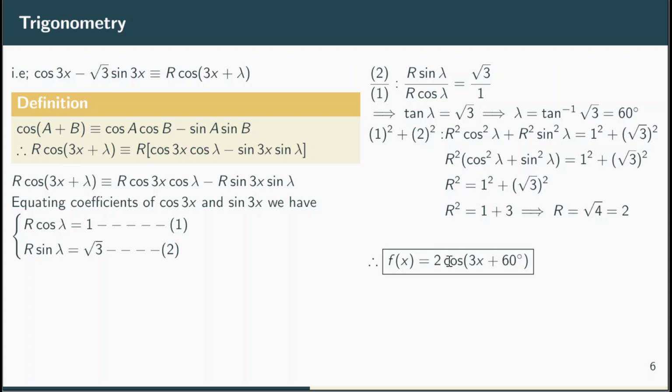Because we know that cos of any value is bounded between -1 and 1, multiplying by 2 will also bound it between -2 and 2. So I can safely write that f of x is bounded between -2 and 2, where these values are the values that we obtained for r.